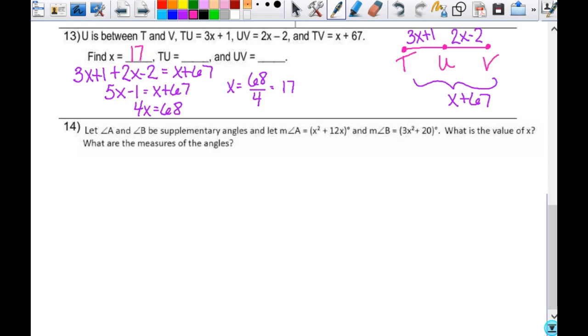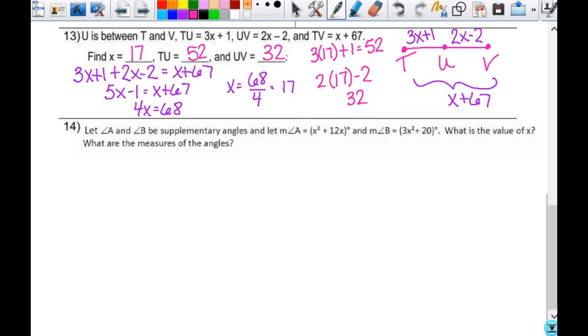Then I have to find the length of TU and the length of UV. So this is going to be 3 times 17 plus 1. Remember, I can do 3 times 10 is 30. 3 times 7 is 21. So 30 and 21 is 51 plus 1 is 52. So TU is 52. And then UV, that's 2 times 17 minus 2. It's going to be 34 minus 2, which is 32.